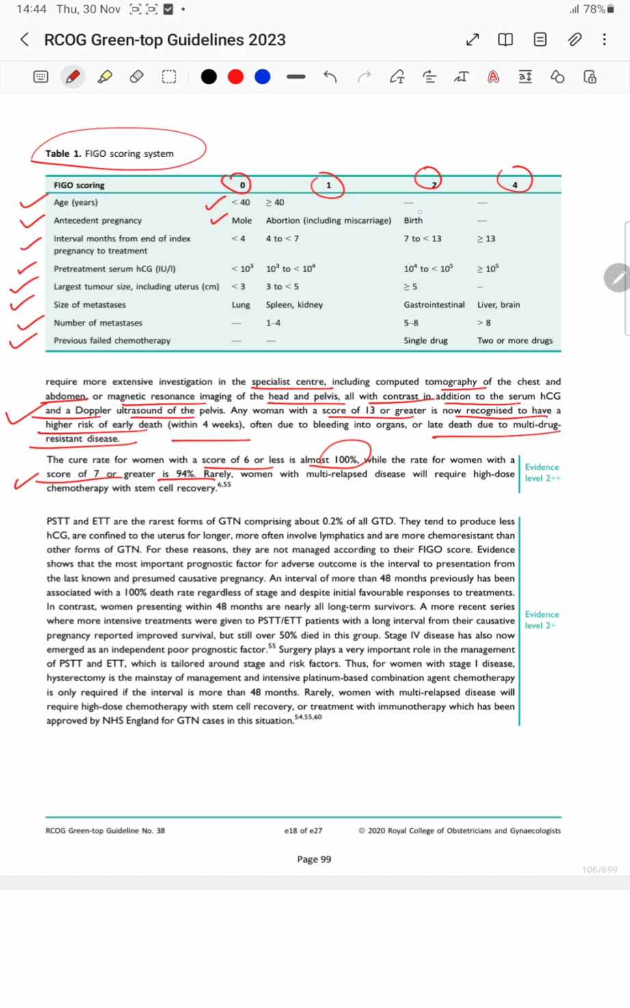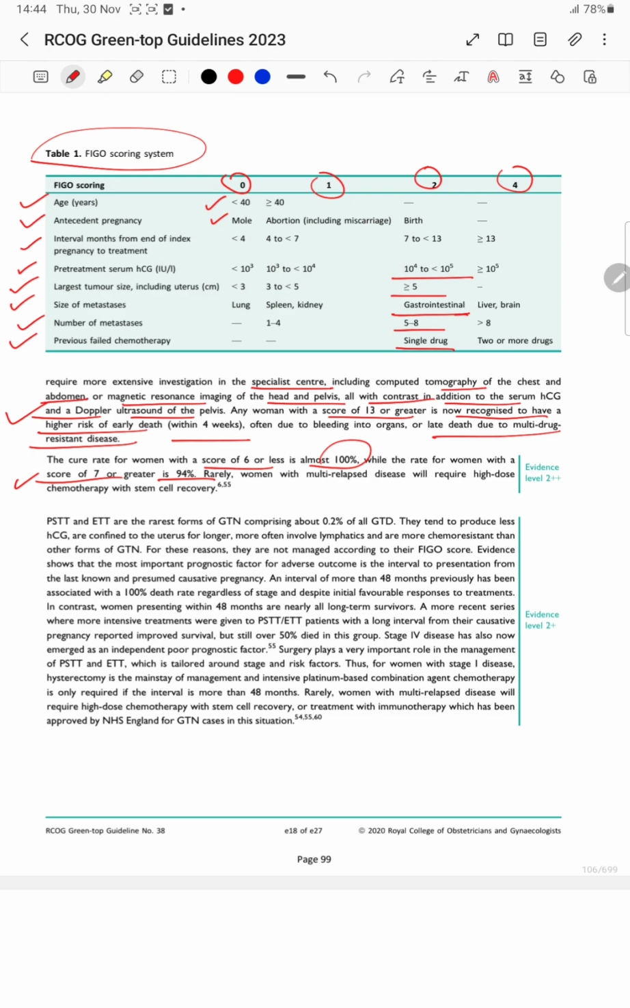A score of 2 is given when the antecedent pregnancy is birth, the interval is 7 to less than 13 months, beta HCG is 10^4 to less than 10^5, the largest tumor size is more than 5 centimeters, the site of metastasis is gastrointestinal, the number of metastases is 5 to 8, and there is a single drug failed.